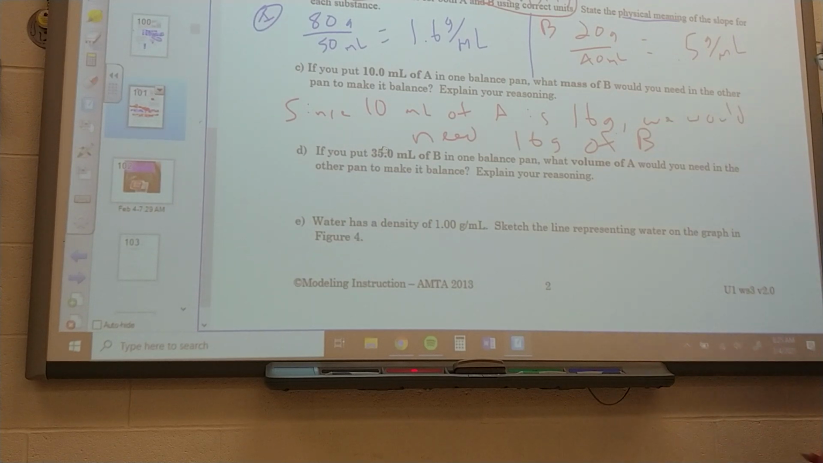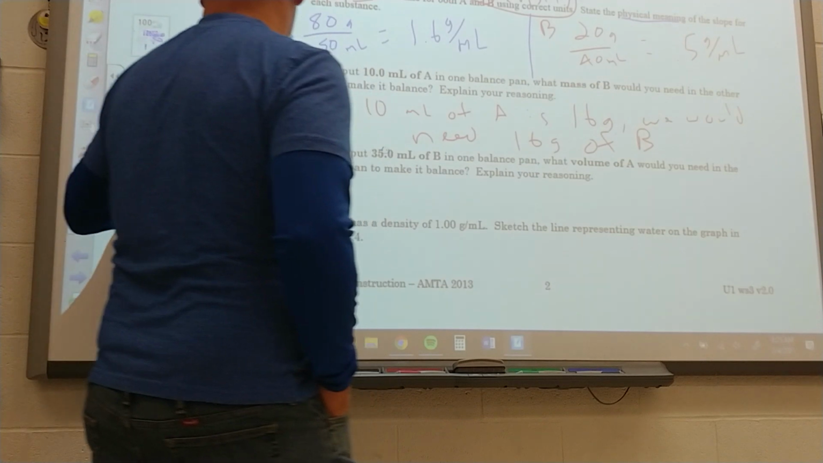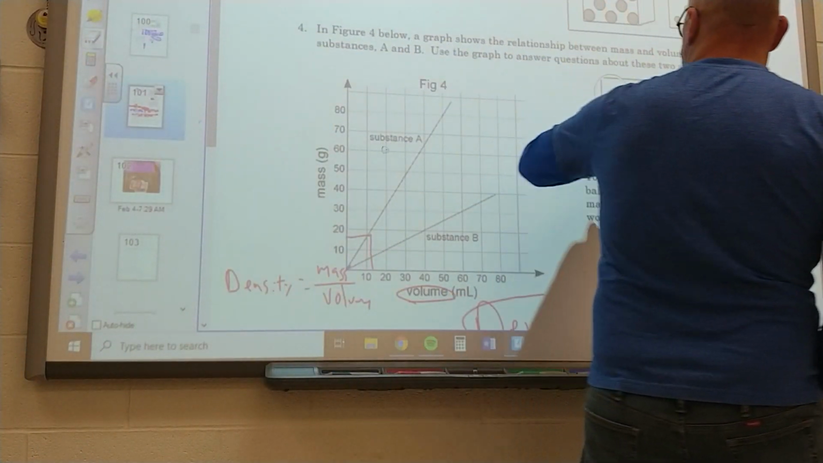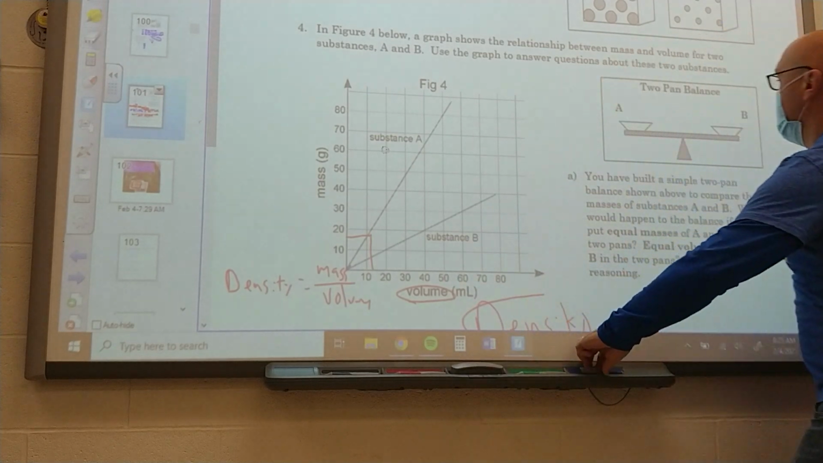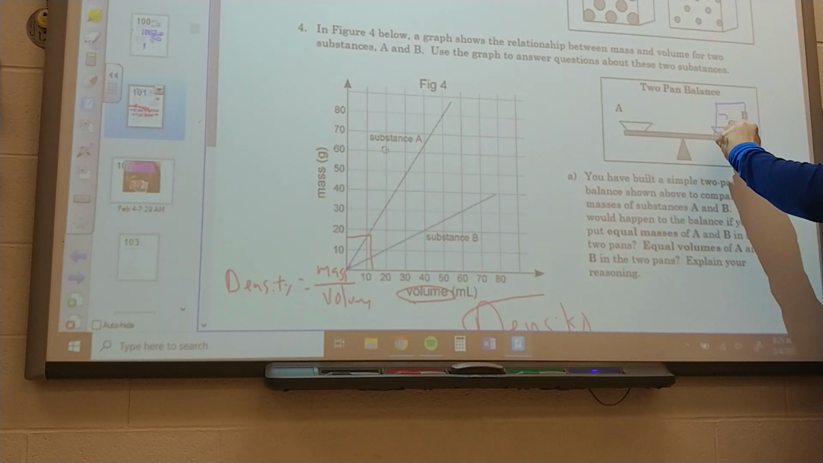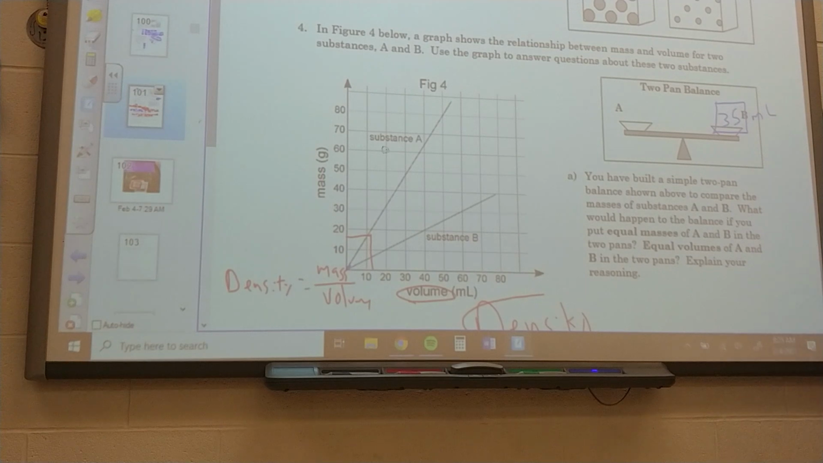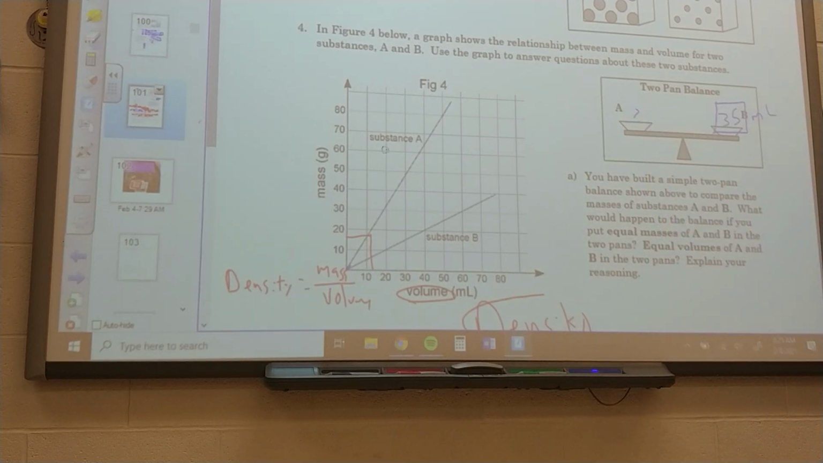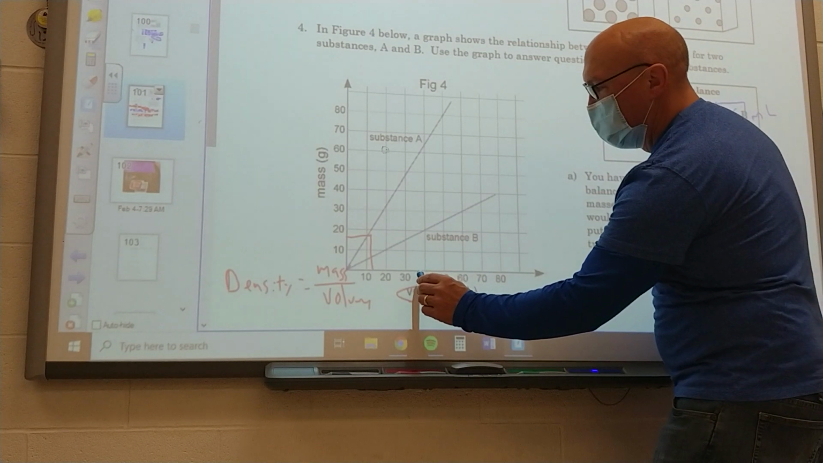Well, what if you put 35 milliliters of B in? Now they're not going to ask you about mass, they're going to ask you about volume. I'm going to get rid of this, and I'm going to redraw this. 35 milliliters of B. What they want to know is, what size of a piece do we have to put in A? How do I go about doing that? Well, first I got to figure out how many grams that is. 35 milliliters of B.